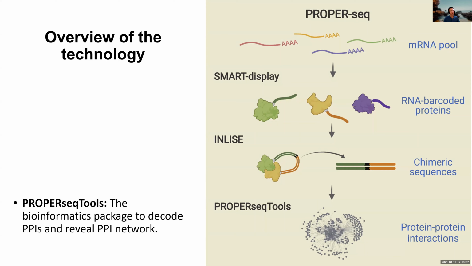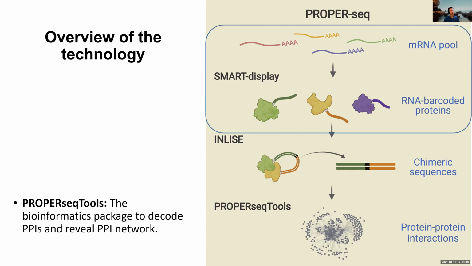And in the next step, we call the inlet step, we would stabilize and harvest all the interacting protein pairs, ligate their RNA pairs into a chimeric sequence of RNA1 and RNA2, and convert that chimeric RNA pair into a chimeric DNA sequence suitable for DNA sequencing. And so by sequencing these chimeric DNA sequences, we have developed this toolbox to map them back to the genome and reveal protein-protein interactions and the entire protein-protein interaction network.